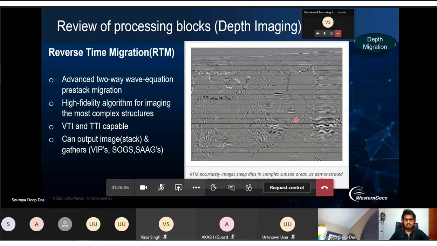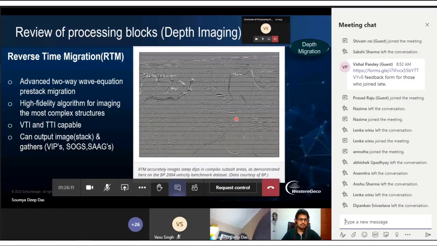And now we have to go to the advanced depth imaging, which is FWI and integrated modeling. Any questions in depth imaging?